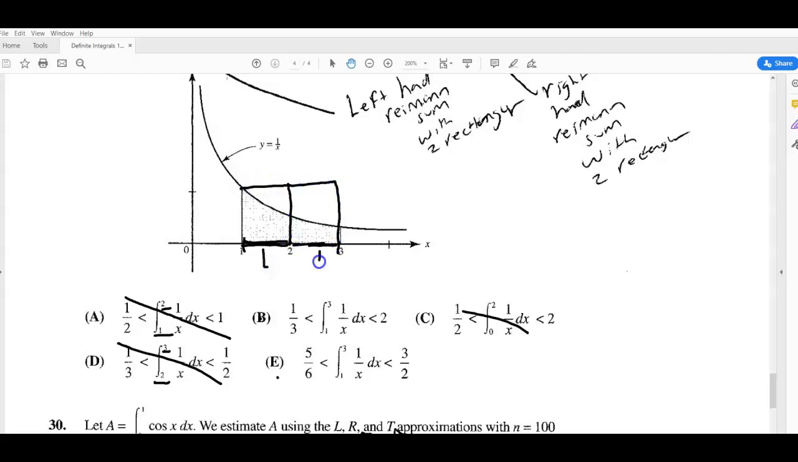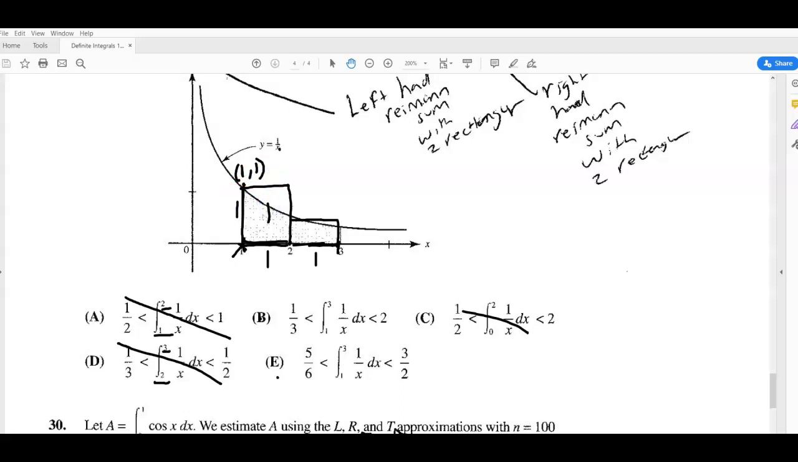Now my bases are 1. Oops, goofed up. Sorry, just a minute. These are my rectangles if I'm doing a left-handed sum. So my bases are 1. What's the height though? Well, the height of this rectangle is the y value when x equals 1. So if I plug in 1, I'm going to get 1. So that point right there where it touches is at 1, 1. So the height is 1. So 1 times 1 is 1.